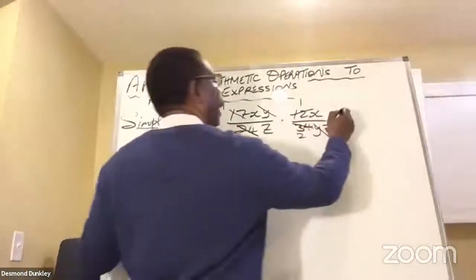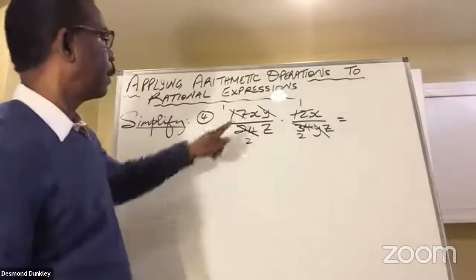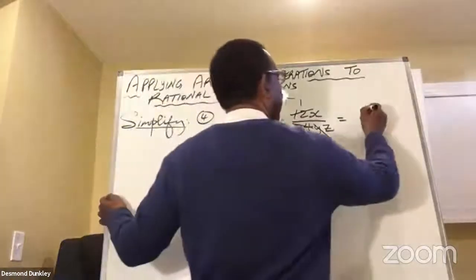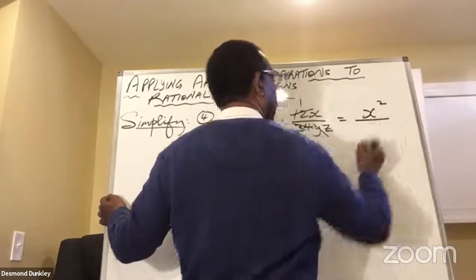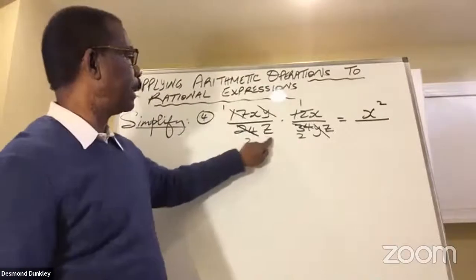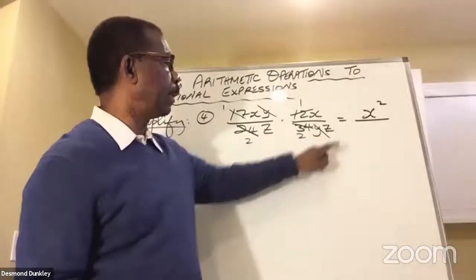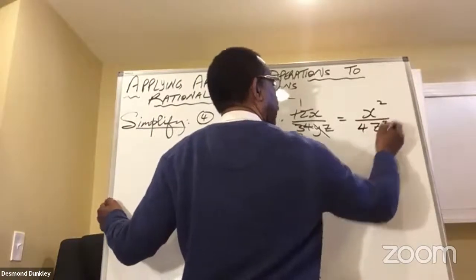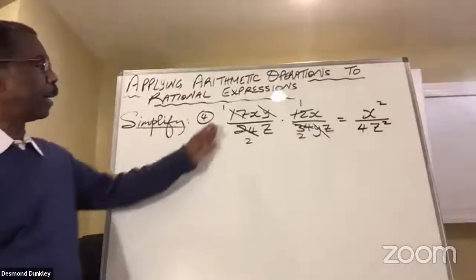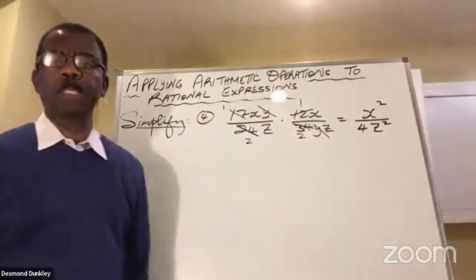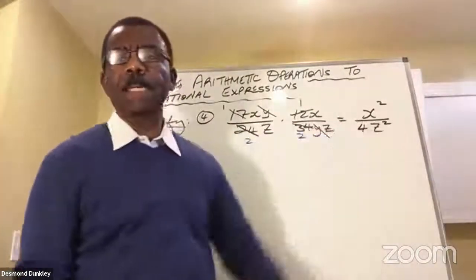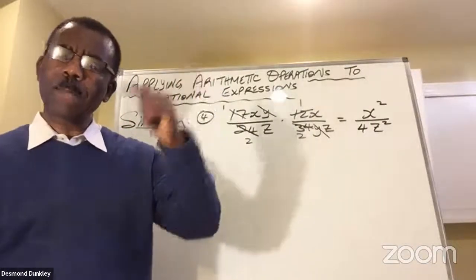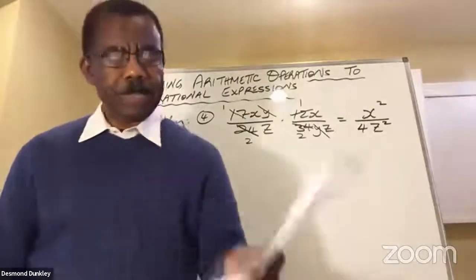So now I want to put what's left over. There's an x, 1x, 1x, that gives me x squared. On the bottom, I have 2 times z, and then 2 times z. So that gives me 4z squared. So look at what we started with. We started with a complex expression and ended up with a very simple expression. All we did was we canceled like terms from the top and the bottom. That's it. Let's try another one.